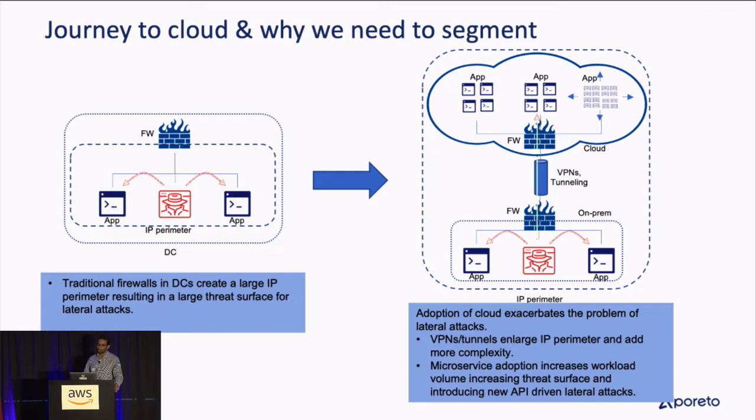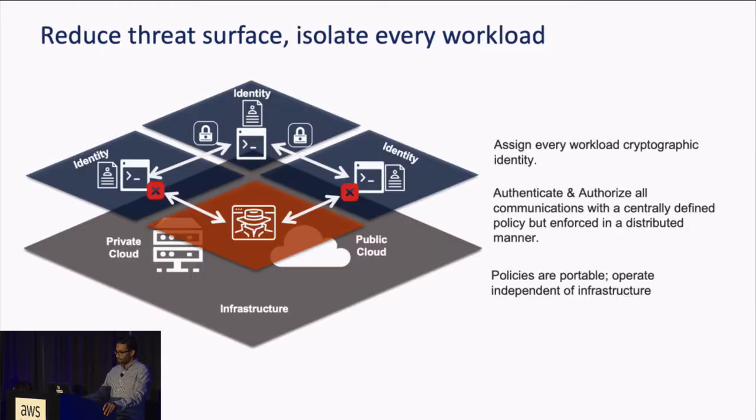We've also introduced new types of attacks, API-driven lateral attacks. So what we're trying to do at Aporeto is application segmentation at the network and API layer so you can prevent these lateral attacks. How do we do this? Our theory, and the way we've built the solution, is that you need to reduce the threat surface. We do this by isolating every workload. The way our technology operates is we give every single workload a cryptographically signed identity.